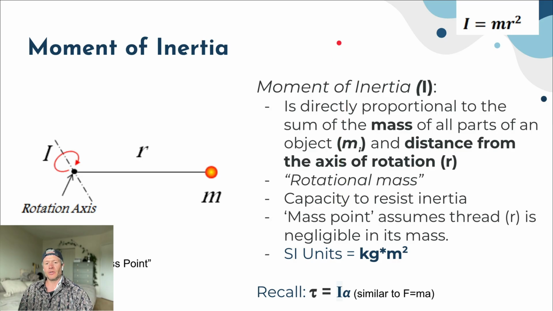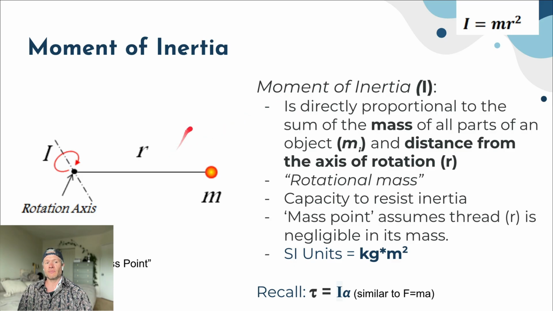Okay, so let's just cover the SI units. Mass is in kg. Our R value is in meters, and it's meters squared. So when we're talking about moment of inertia, we're talking about kilograms times meters squared. Now, there's a couple of different ways we can visualize this, and you've experienced this in your life. We're going to go through a couple of examples of that.